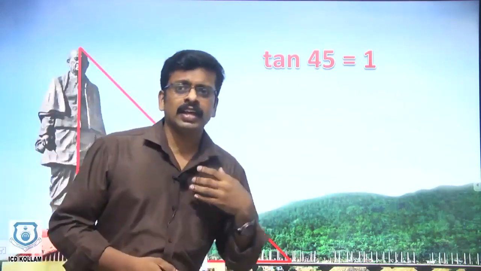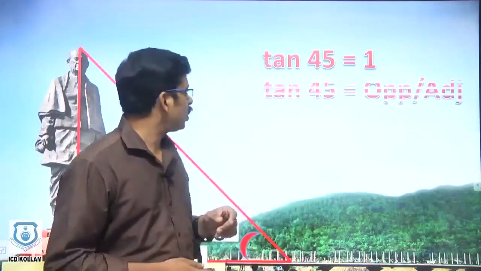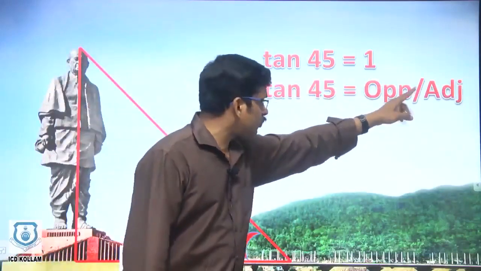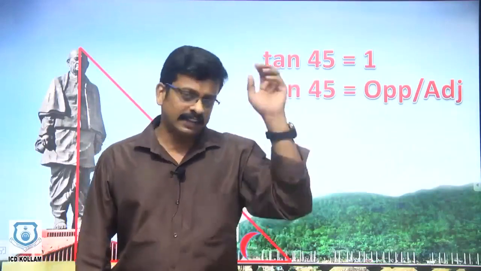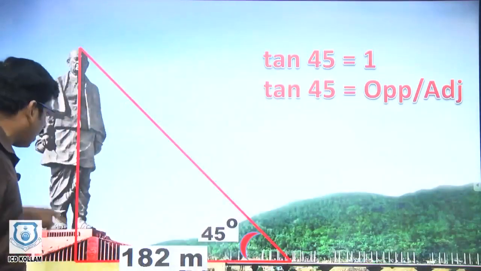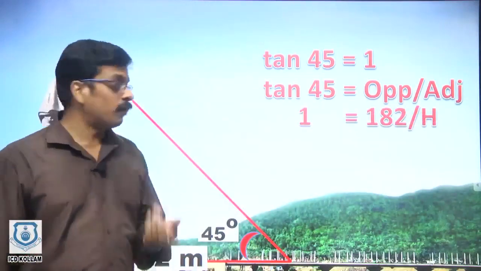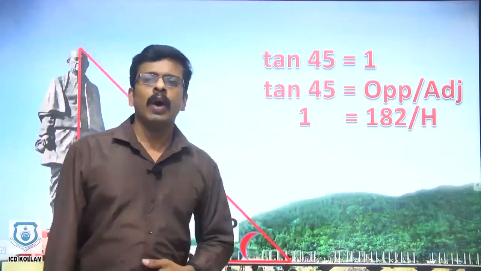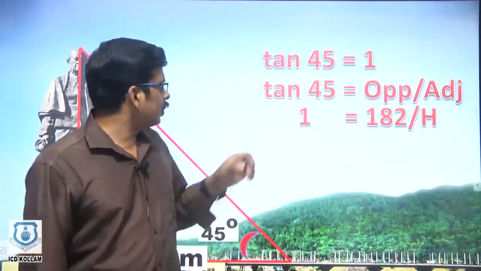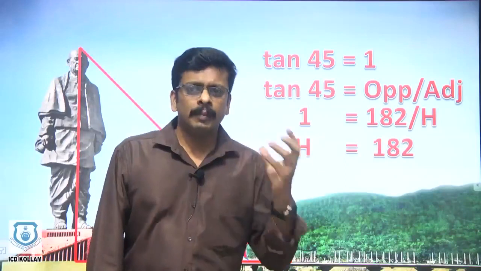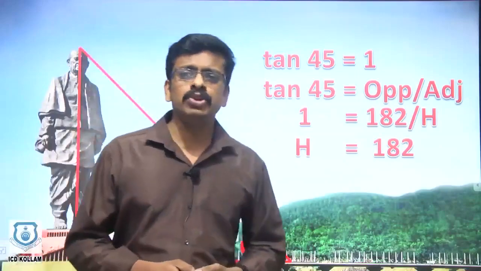Instead, now I am going with that relation. Tan 45: I know tan as opposite side by adjacent side. So not hypotenuse, it is opposite side by adjacent side. Here the opposite side is this height and the adjacent side is 182 meters, the distance I travelled. So I replace: 1 equals 182 by h. Now by crossing we get h as 182 meters. So the height of Sardar Vallabhbhai Patel's statue is 182 meters.